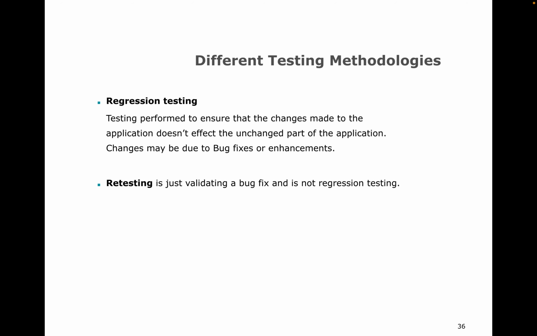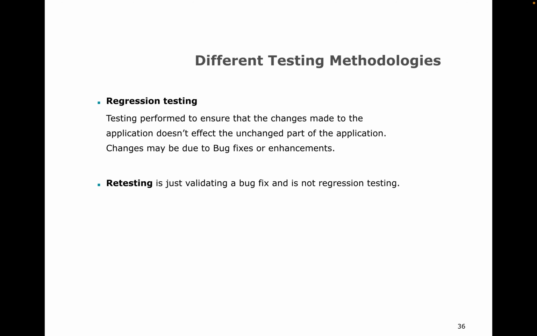Regression testing. This is done after all the testing methods are completed. The tester does regression testing before giving the product to the customer. They will execute all test cases. Regression testing is testing performed to ensure that changes made to the application do not affect the unchanged part of the application. Changes may be due to bug fixes or enhancements.